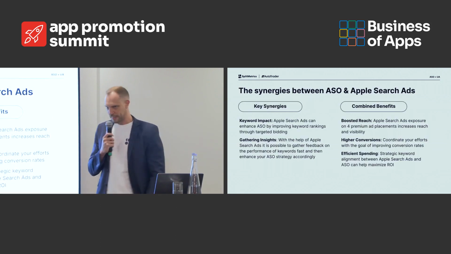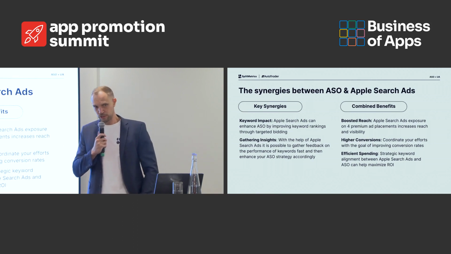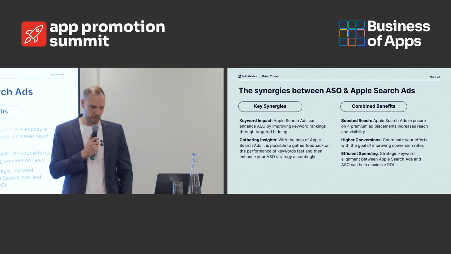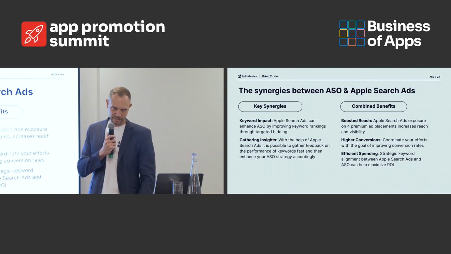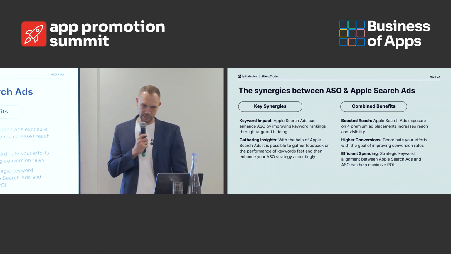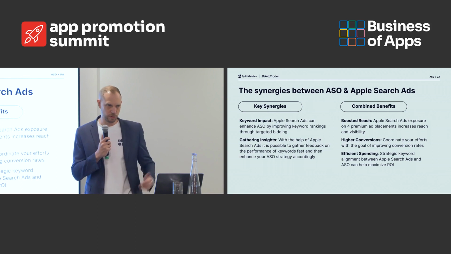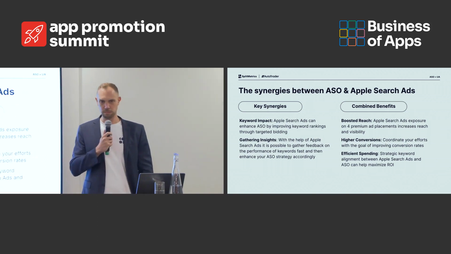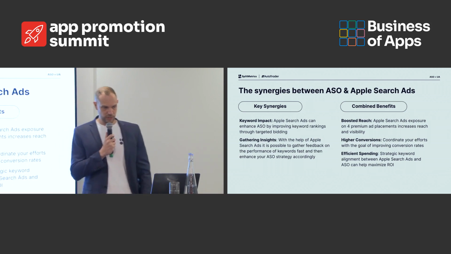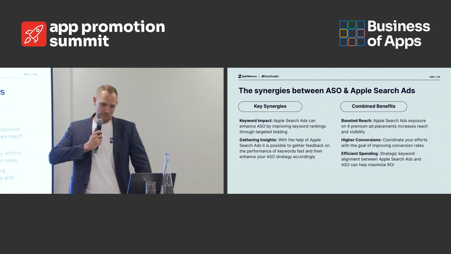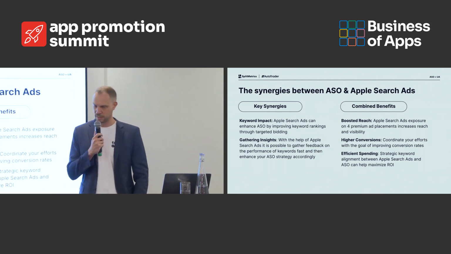When we talk about the key synergies now, looking very specifically at ASO and Apple Search Ads, both of the channels are keyword-based channels. So obviously there is a very strong interconnection between the ASO strategy as well as the ASA strategy, and you can improve keyword rankings through targeted bidding, which means on the ASA side, you can bid on the keywords that are the most relevant for your app. It also helps you to gather insights. Once again, which keywords bring me money at the end of the day, I think, is the big question. And with the help of this combination, you can figure it out.